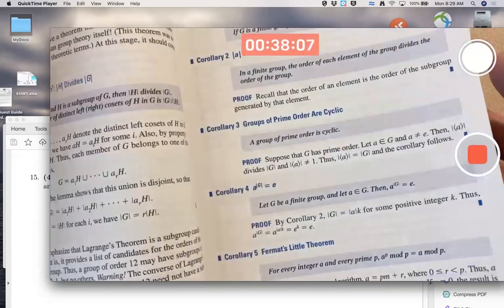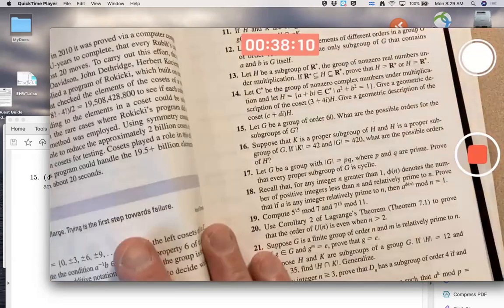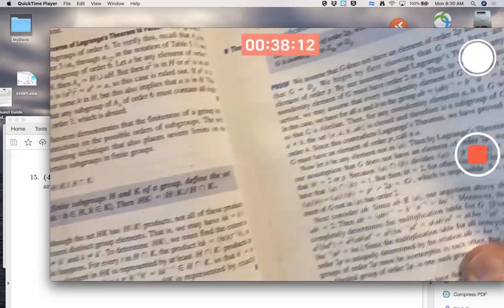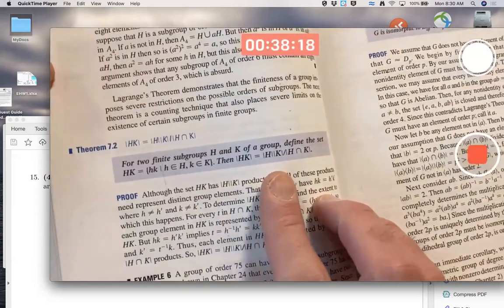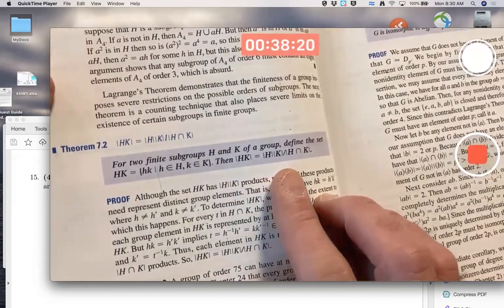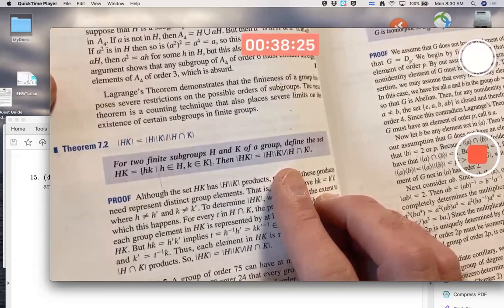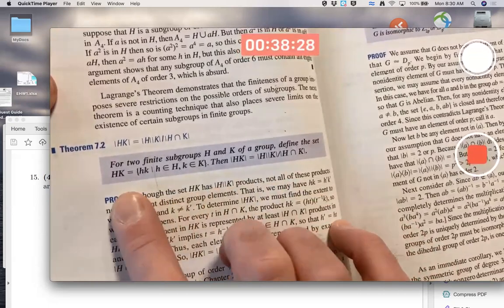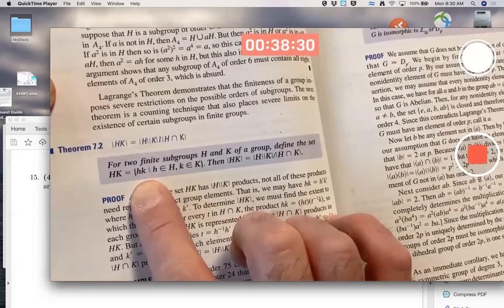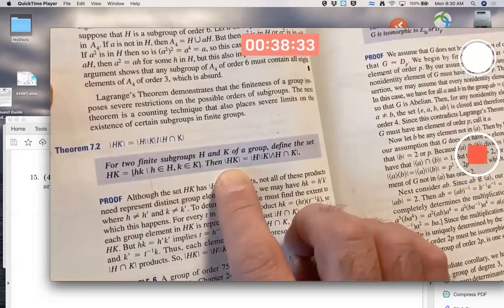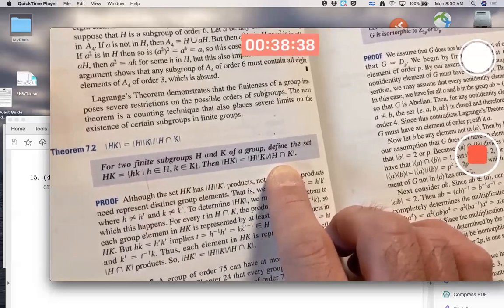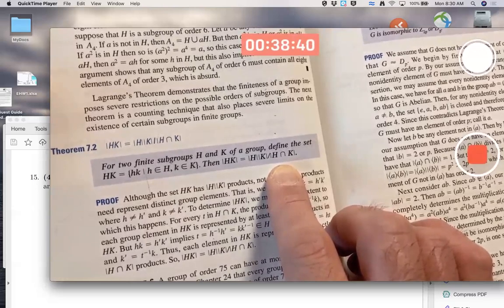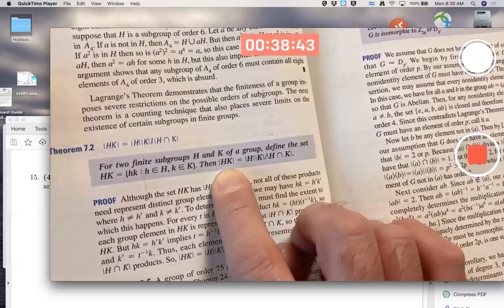It is something I emphasized in the lectures. Haven't emphasized it in here as much. In chapter 7, page 144, this fact here. Got two finite sets, subgroups H and K of a group. Define this set HK to be the set of all products like that. Then the order of HK is this divided by that. Note that HK is not necessarily, in general, a subgroup of G, but we can still talk about the number of elements in it.